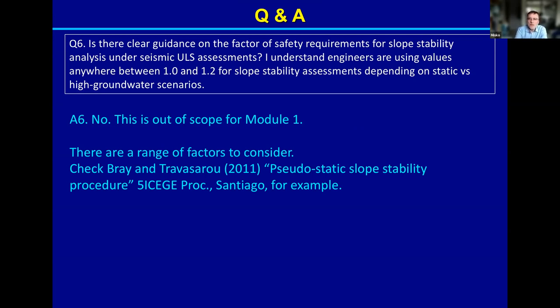I understand engineers are using values anywhere between 1 and 2 for slope stability assessment, depending on static versus groundwater summaries. Clearly, this is out of scope for module 1, but I will just give you my opinion on this. Obviously, there are a range of factors. I'll mention 3 important ones to consider.